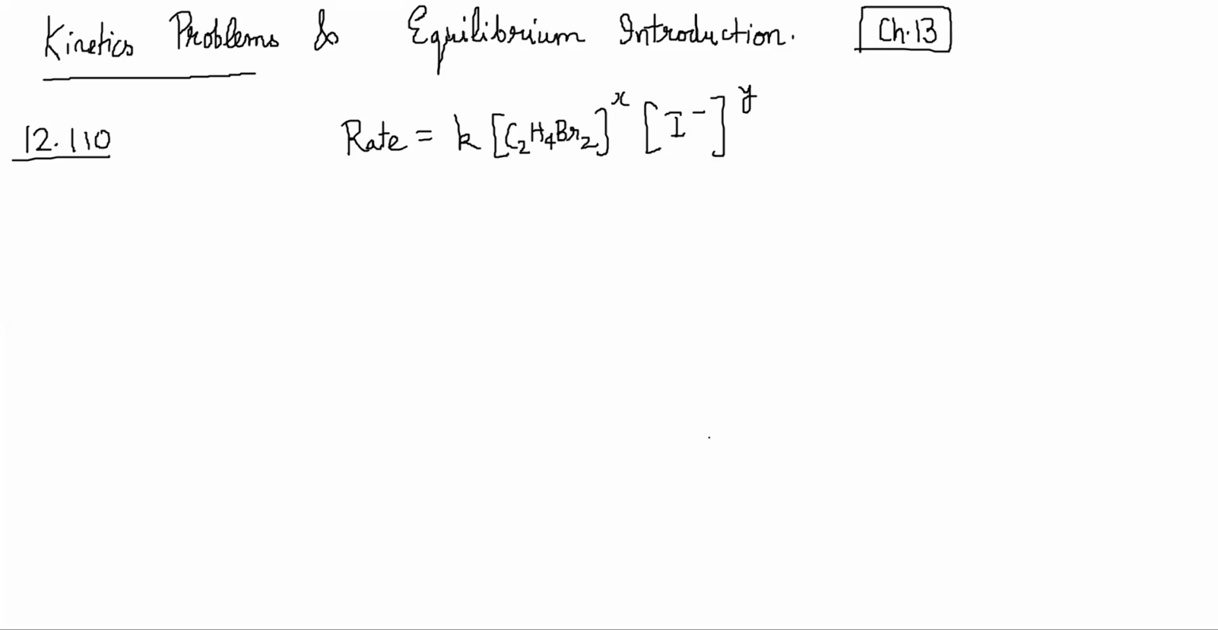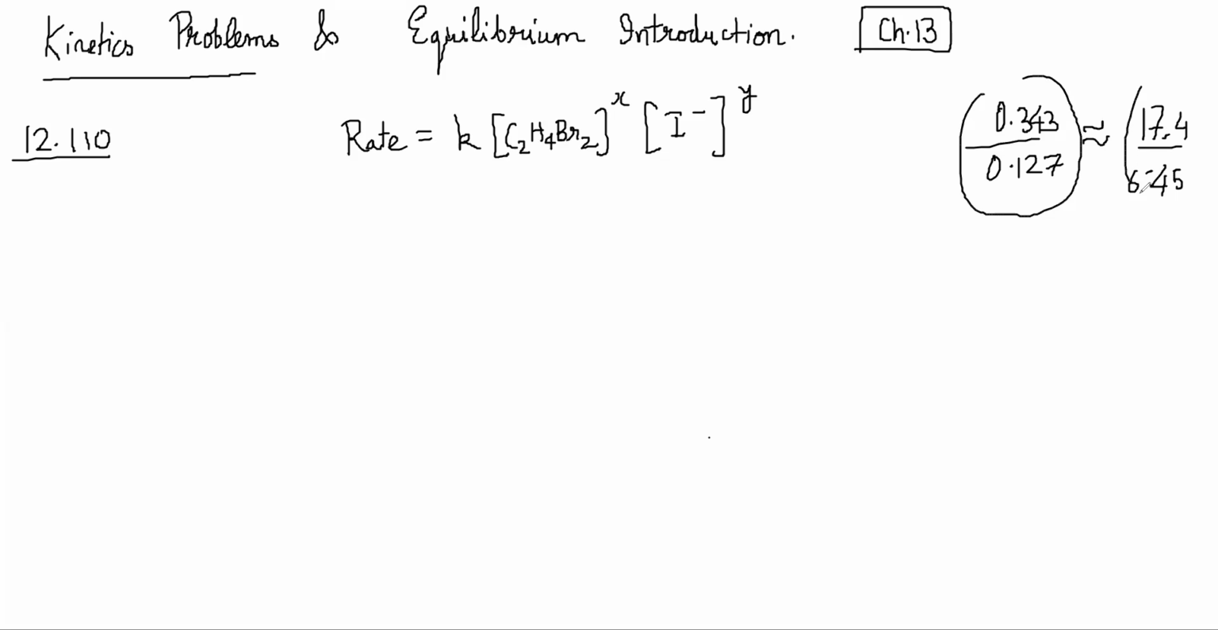So 0.343 divided by 0.127 will be similar to 17.4 divided by 6.45. You can find the ratios with a calculator. Just find this ratio and this ratio, and they should be similar, because it's coming close to 3. 2.7, 2.69. Both are coming the same, no?